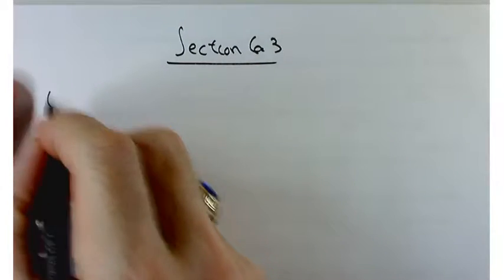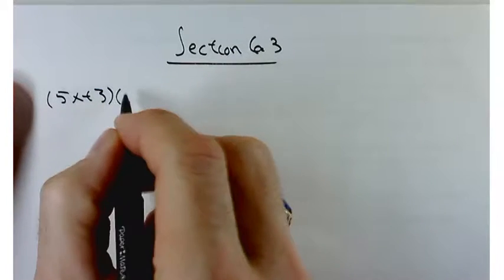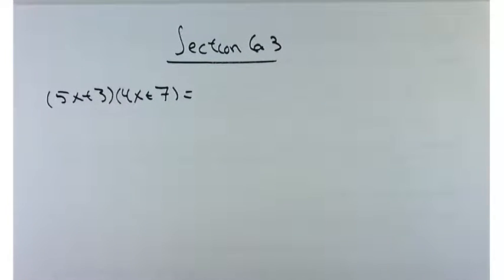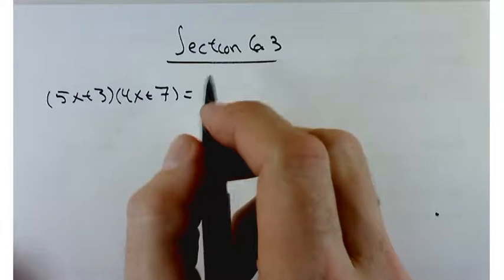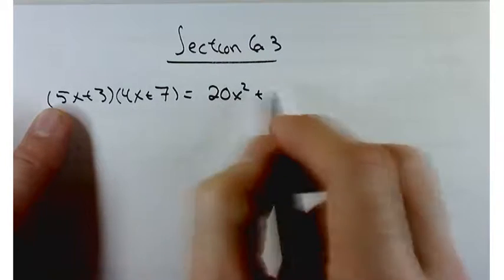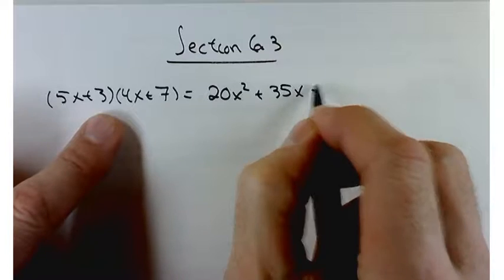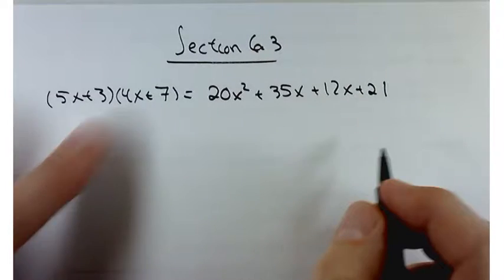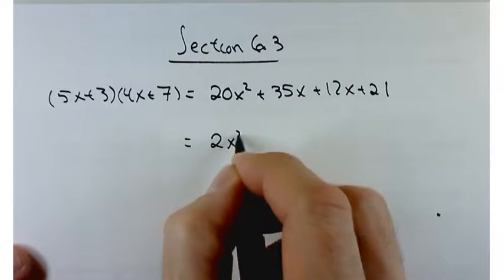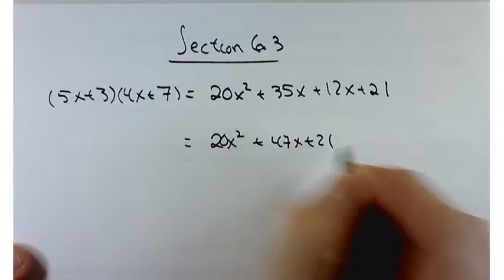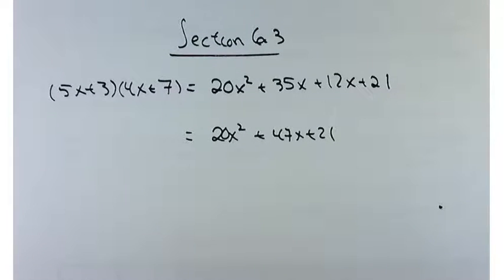First things first, though, let's do this. Let's do 5x plus 3 times, say, 4x plus 7. Let's multiply those two together. I want to dispel a notion, a tendency that people often do. 20x squared, 35x, plus, yep, there you go. Now when I add these together, it's 20x squared plus 47x plus 21.